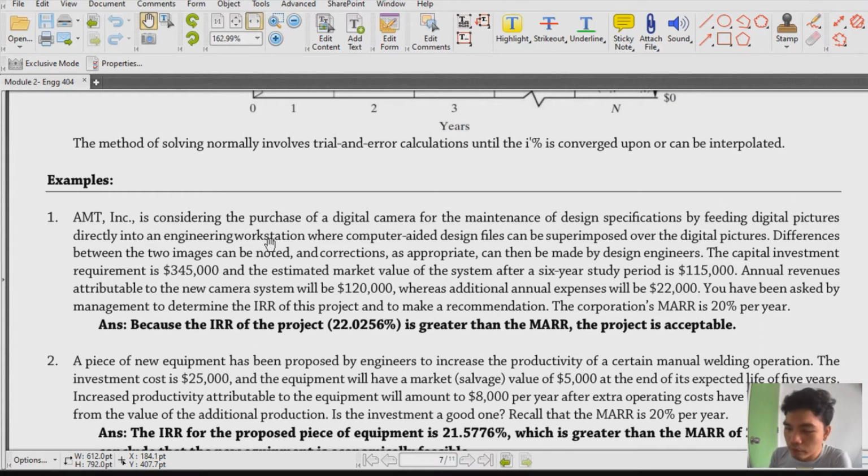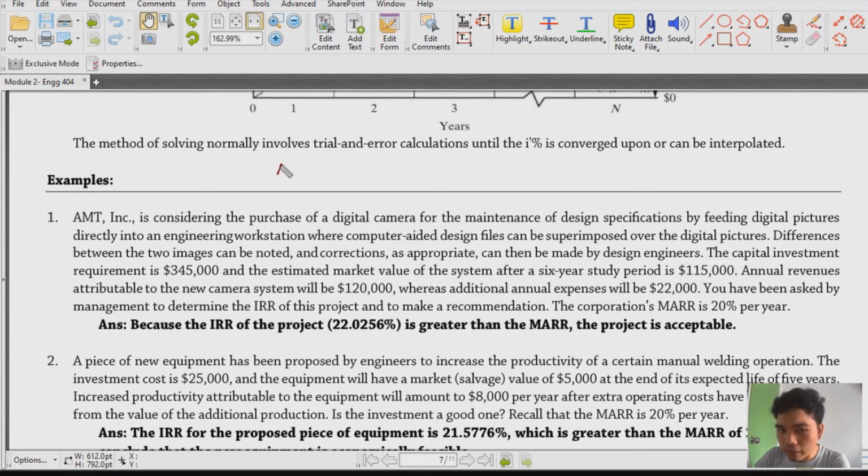Now there are a lot of ways we can solve for this. We can use the PW method, the FW, and then the AW. Now I'll be using AW for this now, and then you can freely do another method. You can select FW or PW just to check this now, but I'll be using AW. For me, mas madali siya in this case.